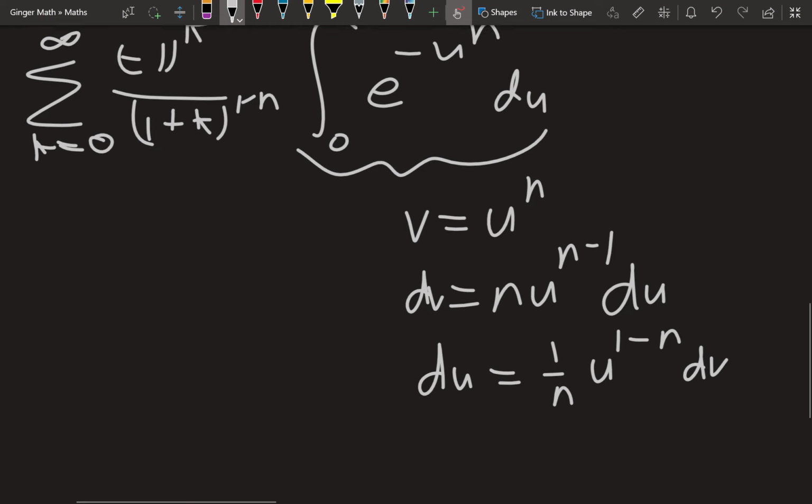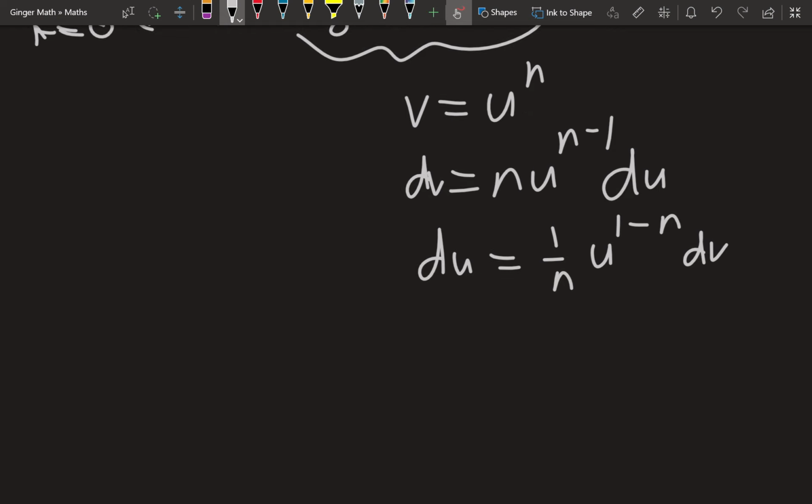But let's look at this a tiny bit closer. You'll notice that we have a u here. I'm just going to sub that in, put that in terms of v. And u is just v to the 1 over n, meaning that we just take this over n, and that's a v now. So we end up getting 1 over n times v to the 1 over n minus 1 dv.